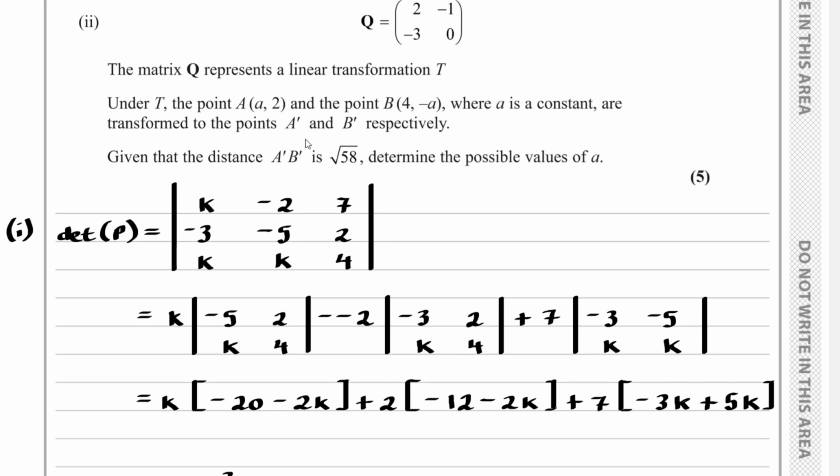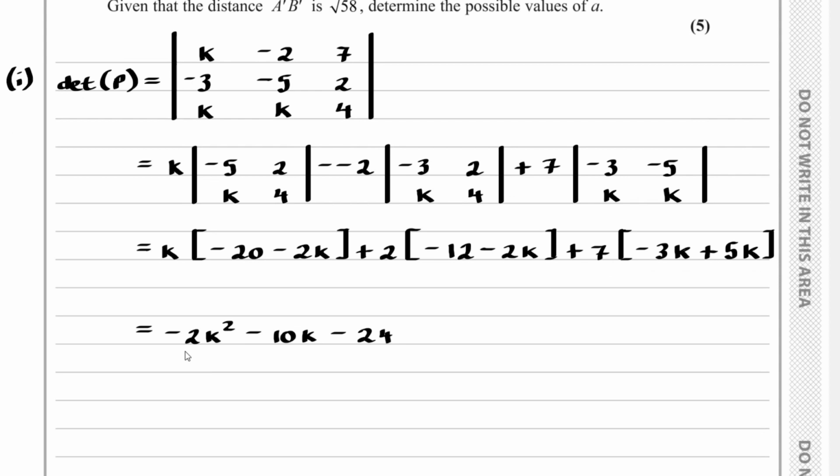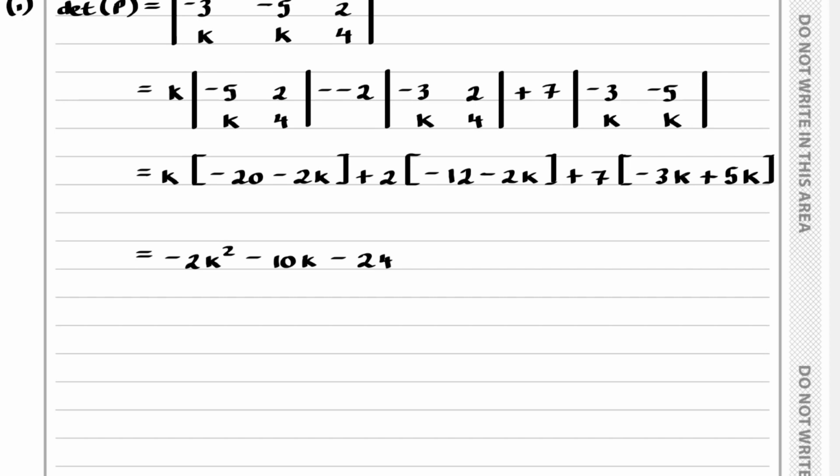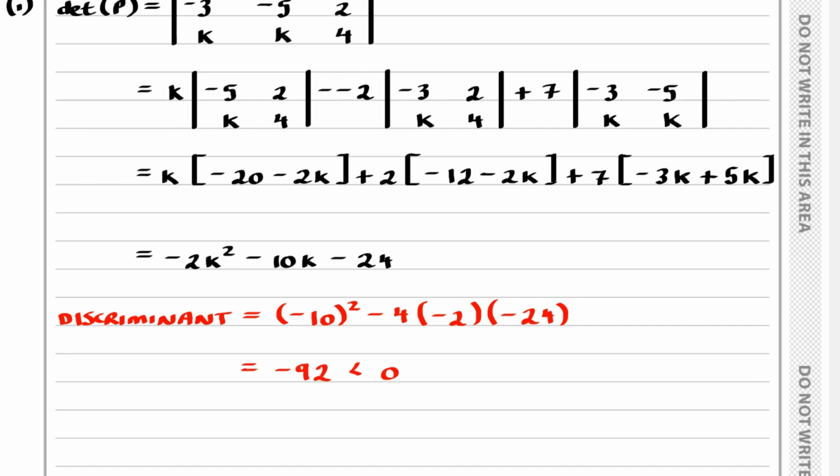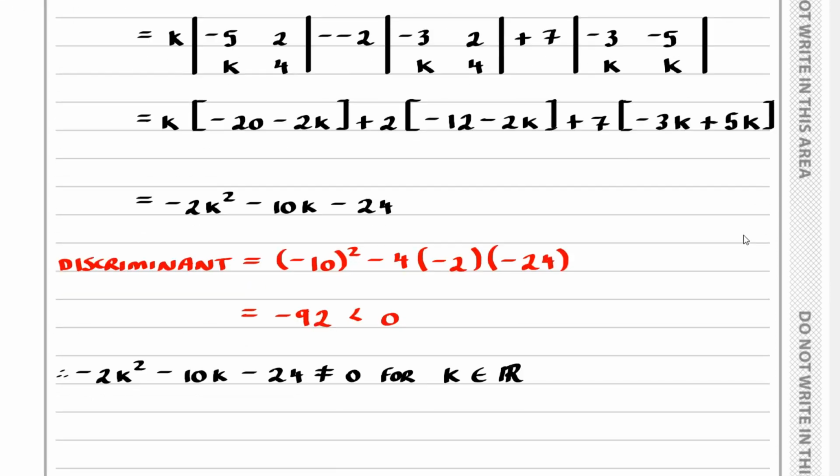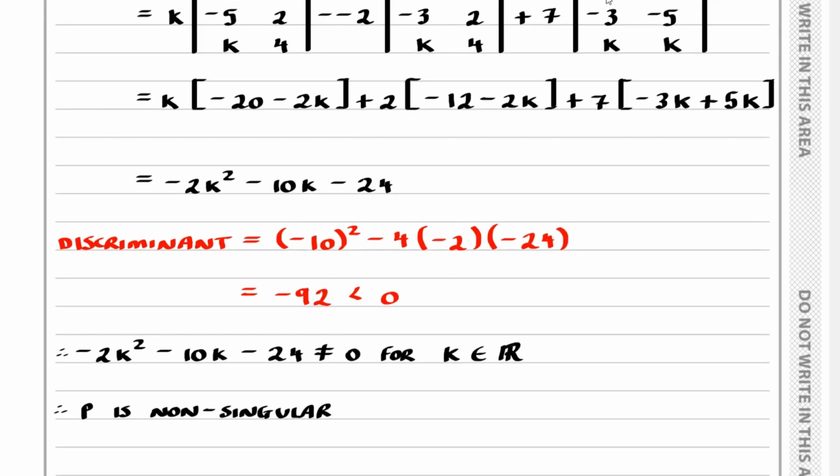So simplifying all this, we end up with negative 2k squared subtract 10k subtract 24. We want to show that this is not equal to 0. So if we use the discriminant, we've got negative 10 squared subtract 4 times negative 2 times negative 24, which is negative 92, and because this is less than 0, it doesn't equal 0 for real values of k, which means P is non-singular.